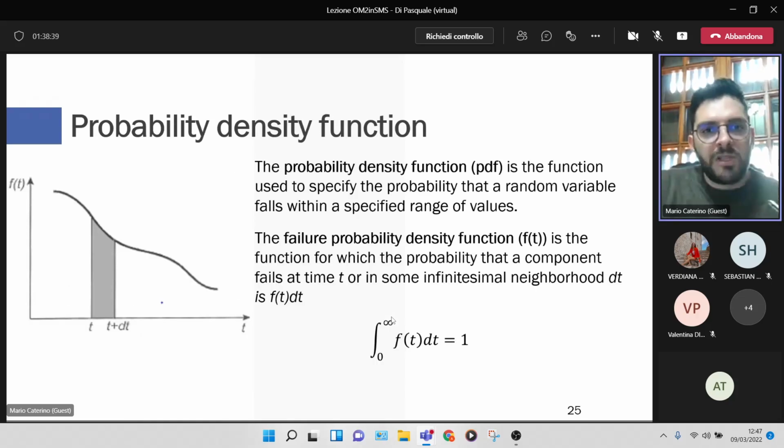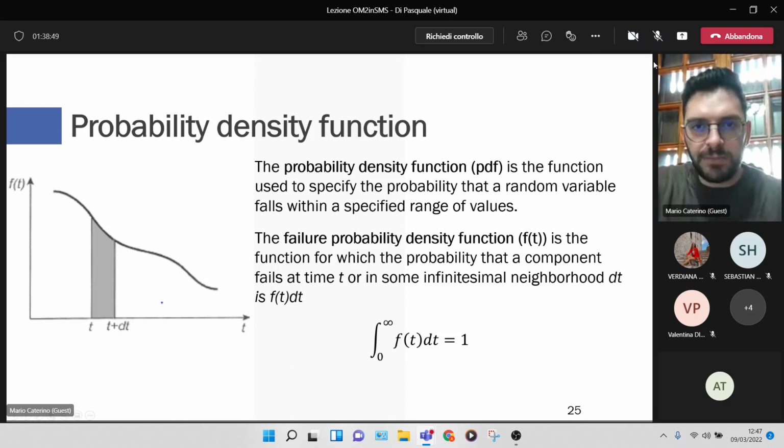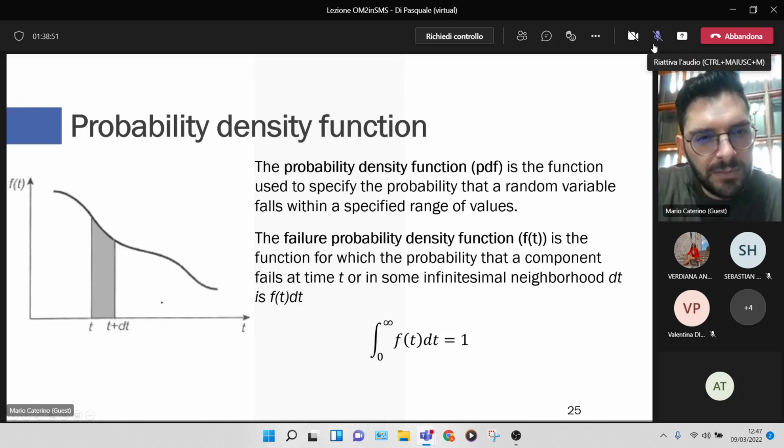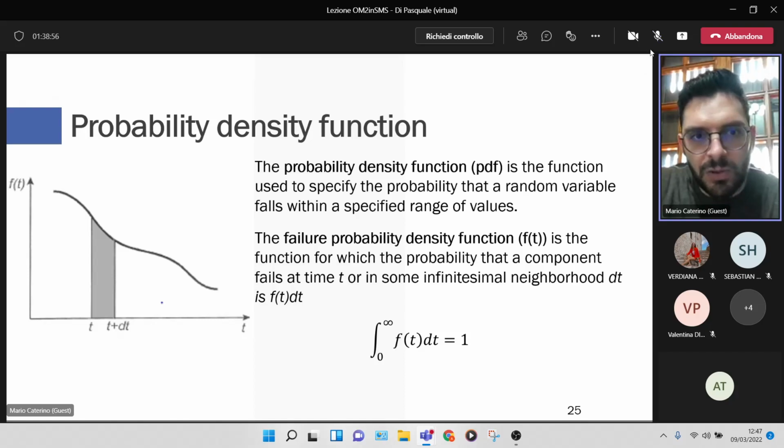Okay, now we should give some other definitions, but if you agree, we can have another little break of 5-10 minutes. What do you think, guys? It's okay. Okay, so see you in 5 or 10 minutes.